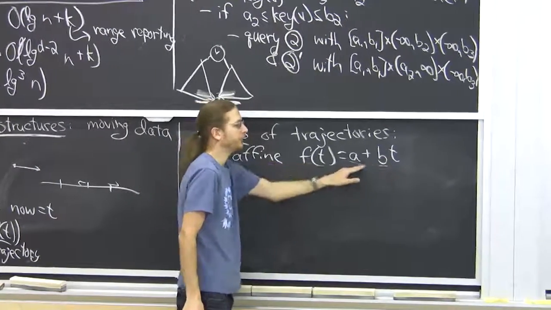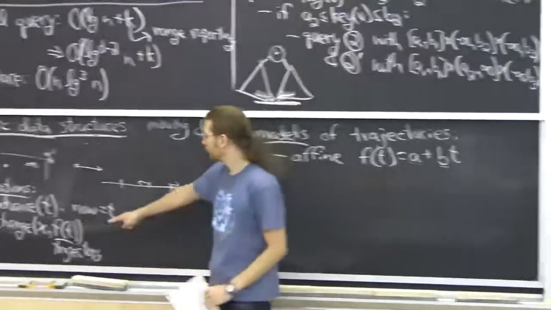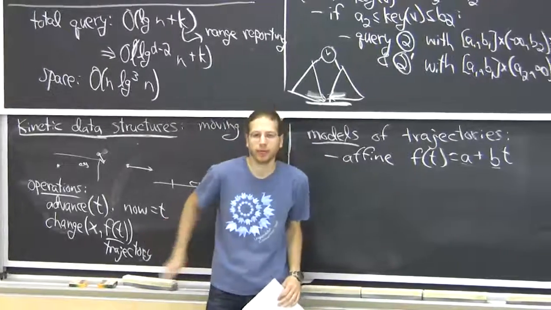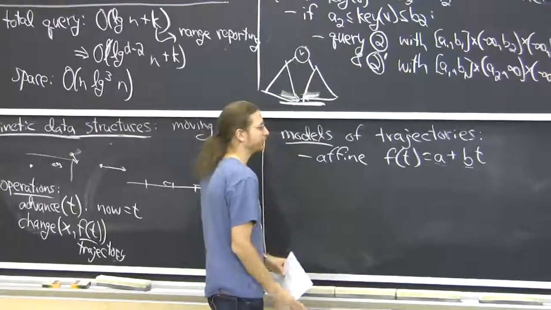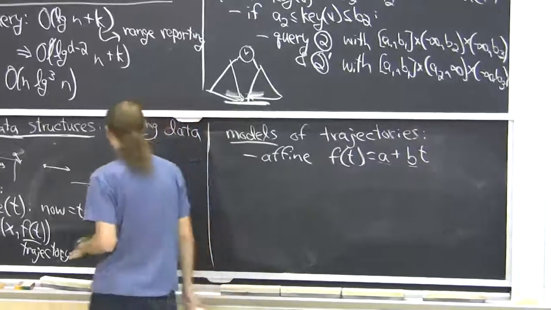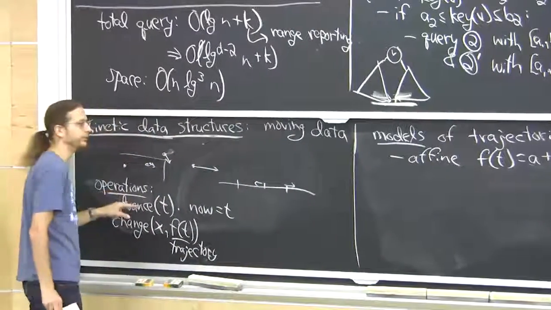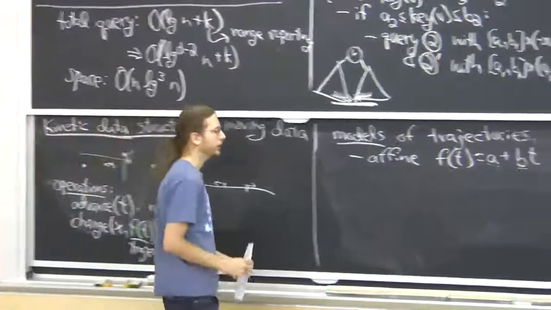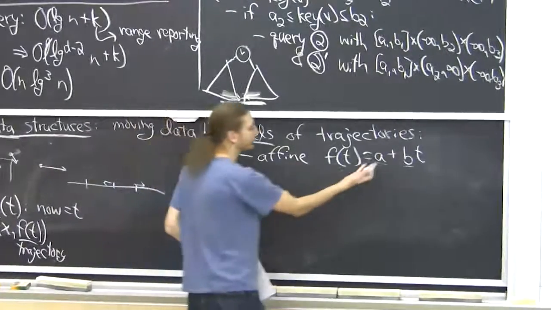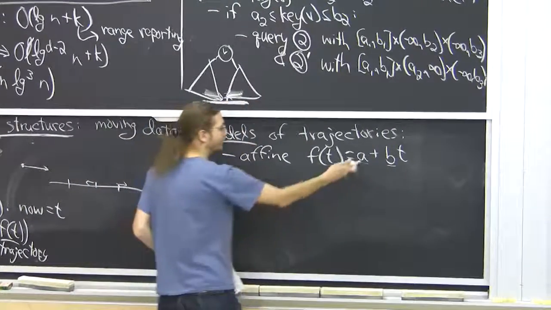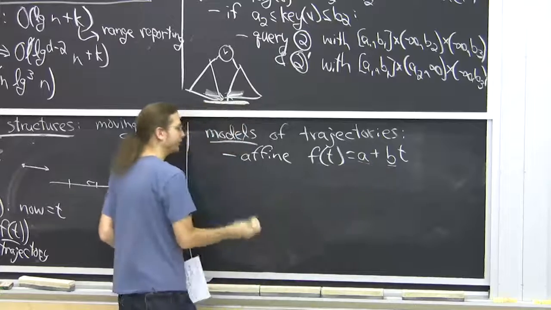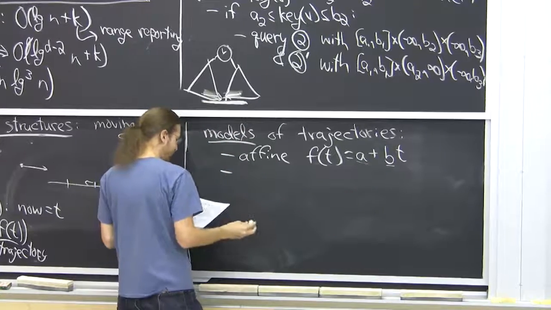And if either of those two things change, you have to do a change operation. So you pay for that every time they change their trajectory. But otherwise, it's going to be super efficient because advance is going to be super fast. That's the plan. But maybe it's not just position and speed. Maybe you also have acceleration and stuff.